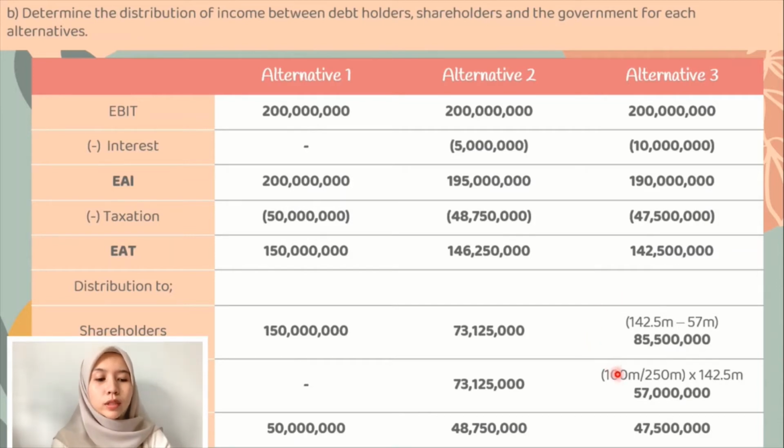So we will count the debt holder first, 100 million ringgit divided by 250 million ringgit times the EAT 142.5 million. So you will get 57 million ringgit distributed to debt holders. And then to find the shareholders distribution, 142.5 million minus 57 million that we get from here, then you will get 85.5 million ringgit. So distributed to the government is 47.5 million, which is the taxation.